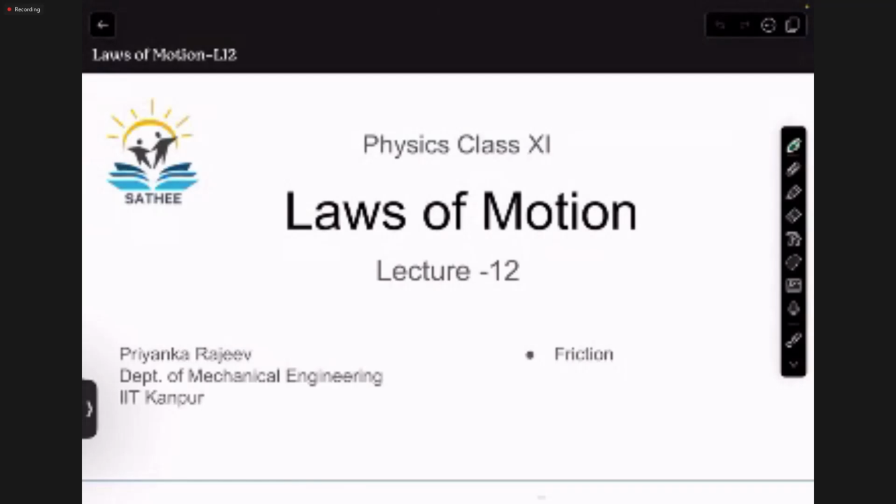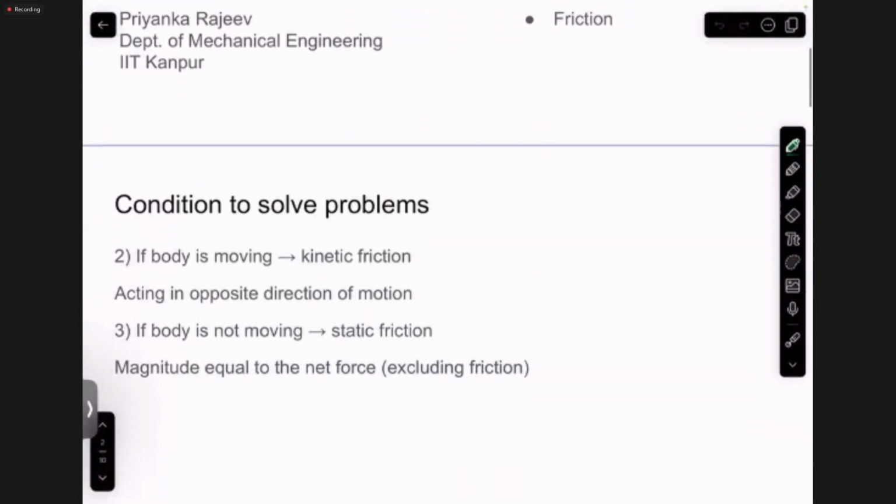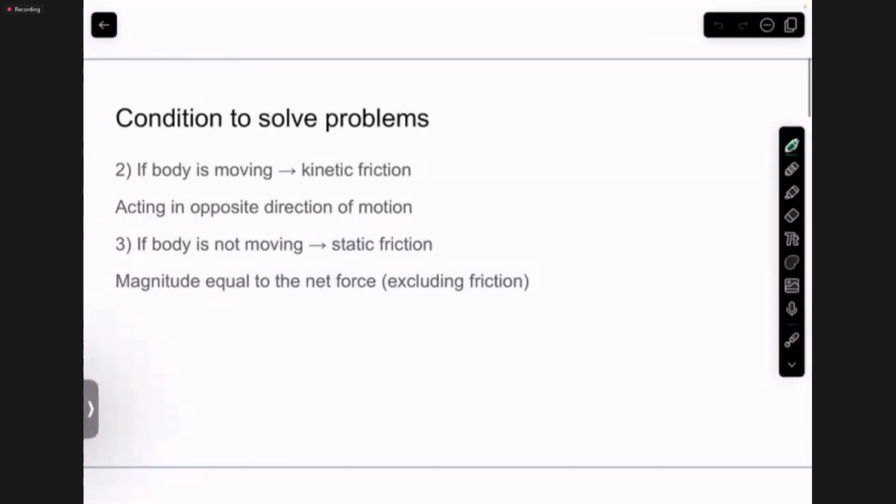Motion, physics class level. So we will be continuing our discussions on friction. What we have seen in the last class, I am trying to give you a summary of it.